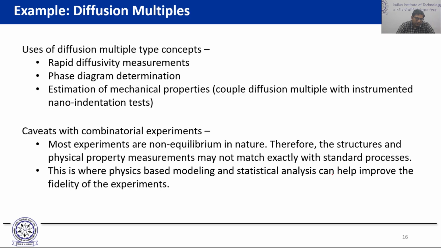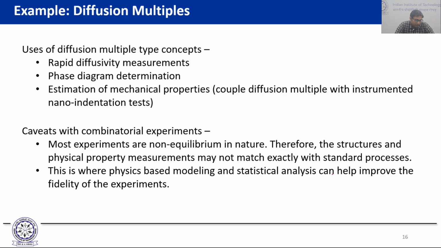So when you are using this type of diffusion multiple concepts, you can rapidly do the diffusivity measurements. That's one advantage. One can also start doing phase diagram determination, but then with the phase diagram determination, you always have to be a little bit careful to see that no non-equilibrium phase is forming. Once you have gotten the interdiffusion and maybe you have got a bunch of intermetallics forming or solid solution forming, one can then perform nanoscale experiments to estimate the mechanical properties.